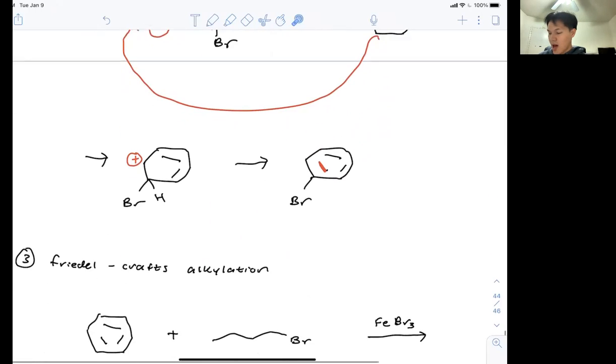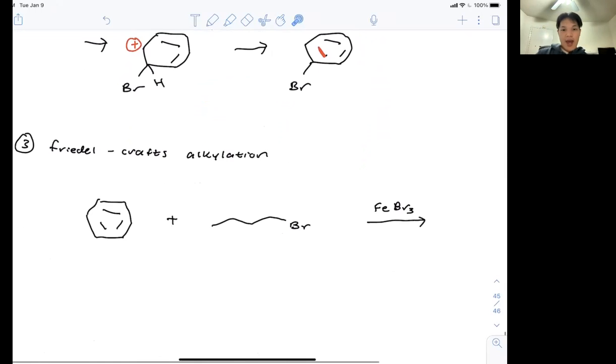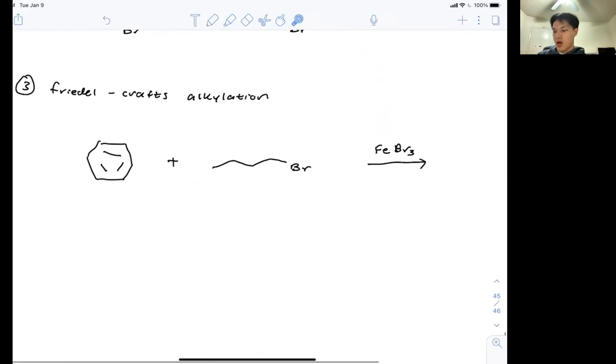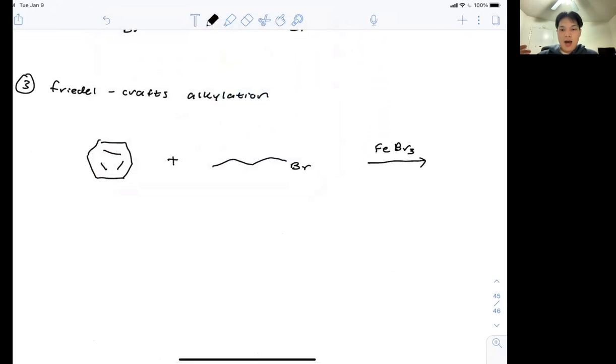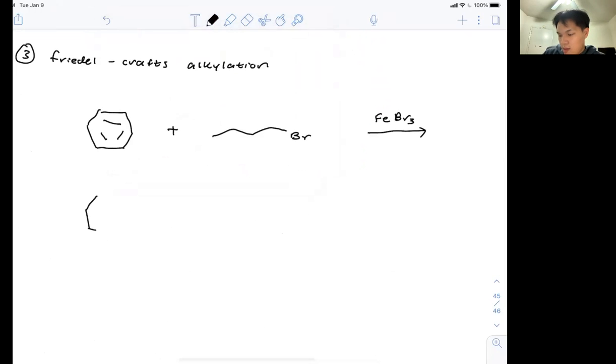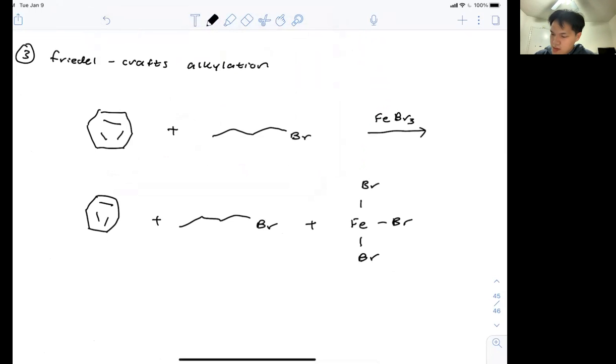Okay, next up we have Friedel-Crafts Alkylation. And for this, I'm actually going to show you in real time how it's done, because I want you to get this very important concept, right? So we have this aromatic ring, right? And then this Br will be reacting with the same FeBr3 compound that we saw earlier. It goes like that, right?